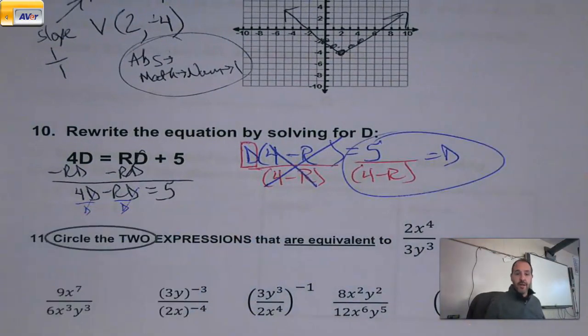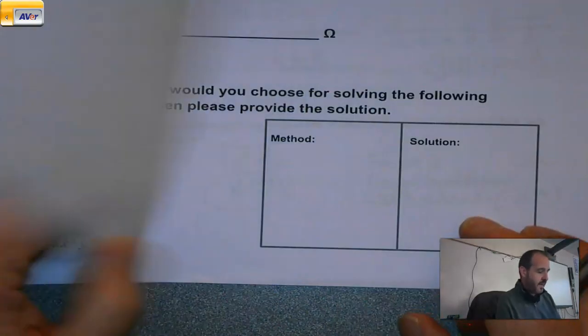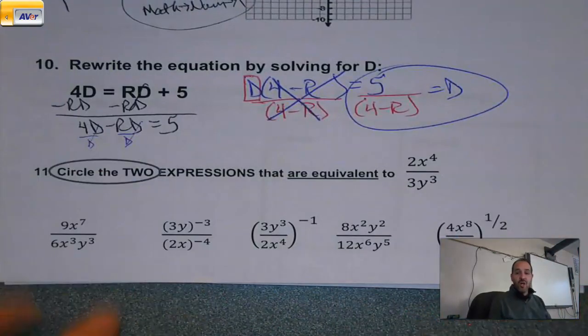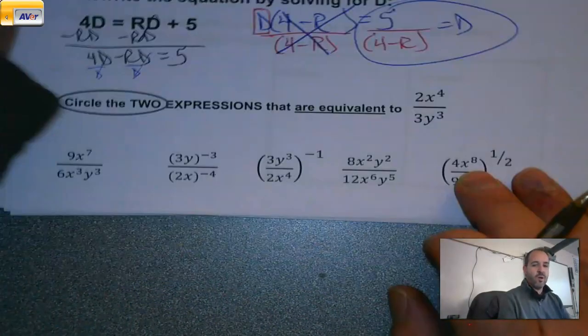D's by itself, I'm good. Okay, got to play the factoring game. We are getting near the end here. Circle the two expressions that are equivalent to this. You're like, okay, so how's this going to work?